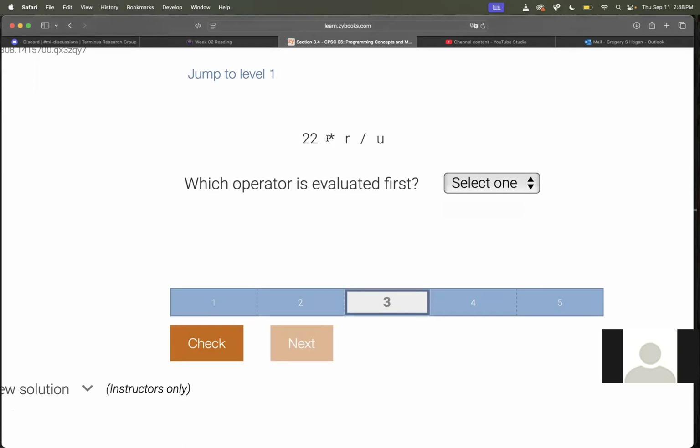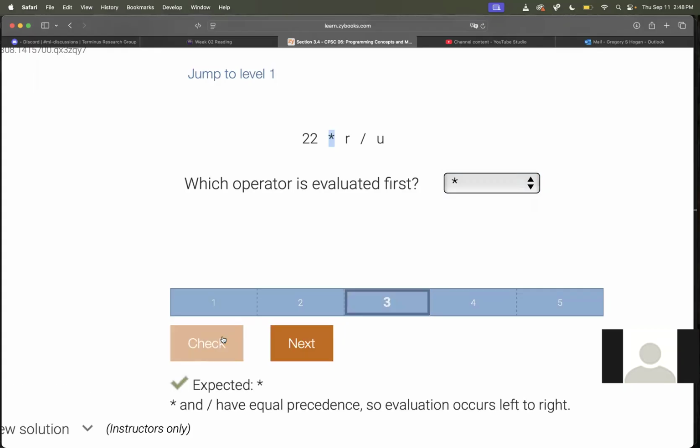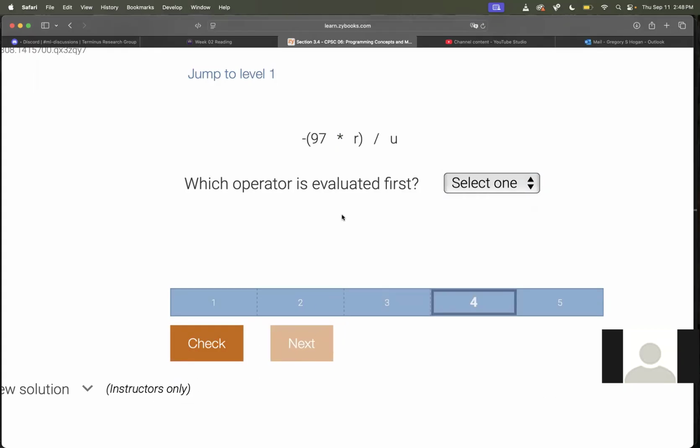Next, what happens first? Multiplication or division? They're equal priority, and so they happen left to right. So the multiplication is first. What about here? Well, parentheses happens first. The part that I've highlighted has the multiplication, so that's first.